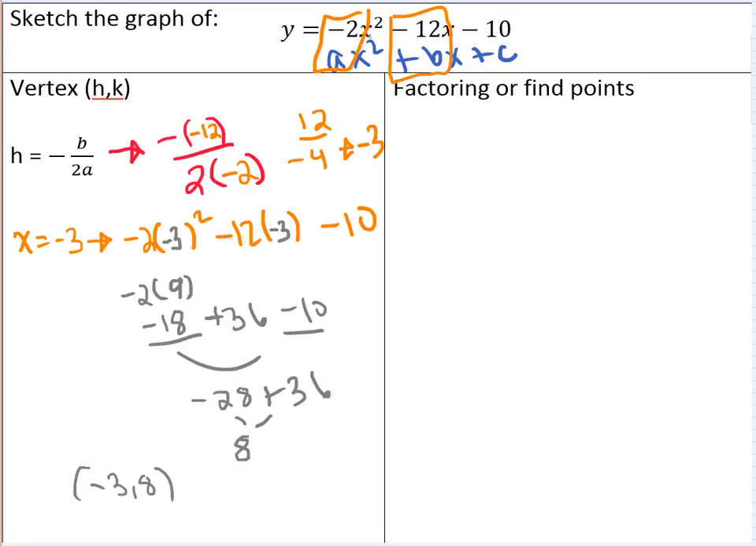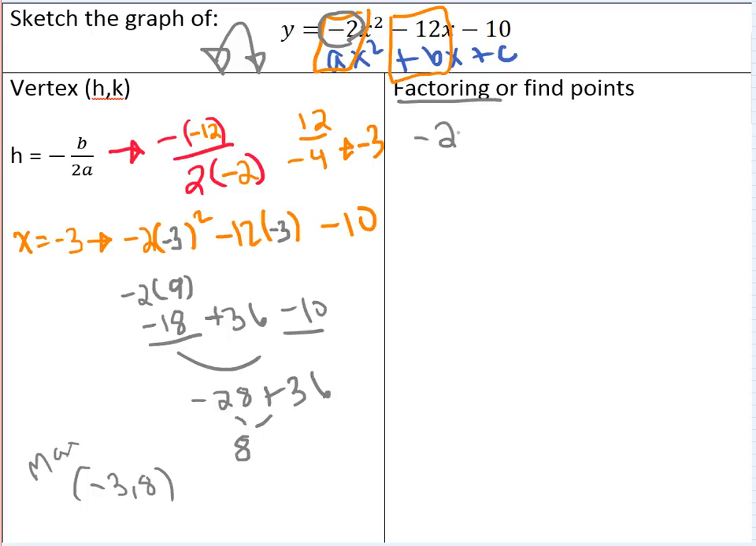Then that's going to tell me that that is my actual maximum because that is negative. So this is a maximum on the graph because that is negative. And it also tells me my graph is going to open down. So now we're going to factor to find our roots.